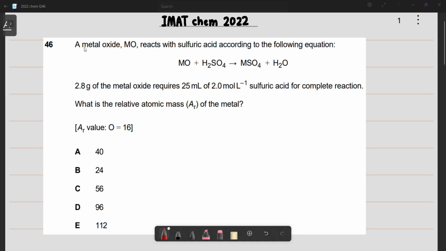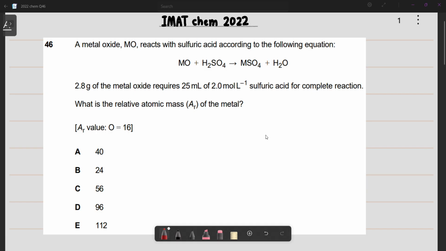It says a metal oxide MO reacts with sulfuric acid according to the following equation. This metal oxide reacting with sulfuric acid giving a metal sulfate and water. 2.8 gram of metal oxide requires 25 ml of 2 mole per liter sulfuric acid for a complete reaction. What is the relative atomic mass of the metal?